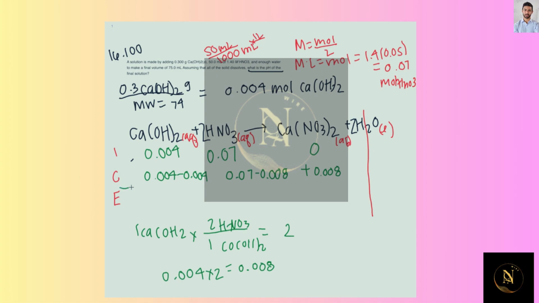So now we write our final equilibrium line. Here we have 0, here we'll have 0.062, and here will be 0.008.